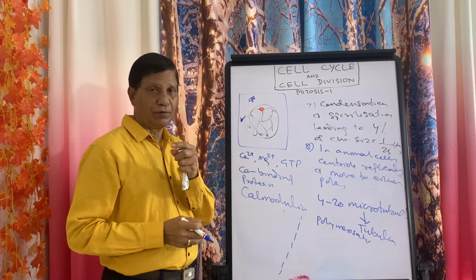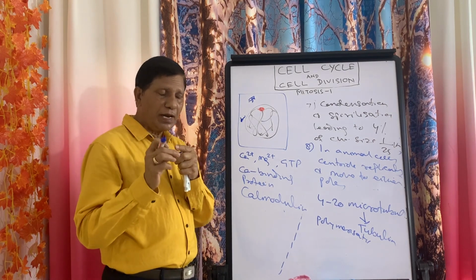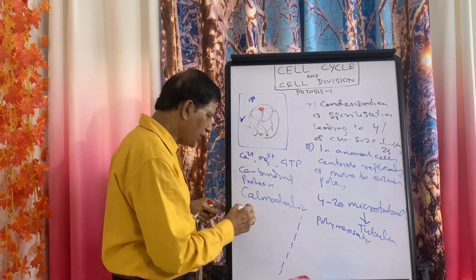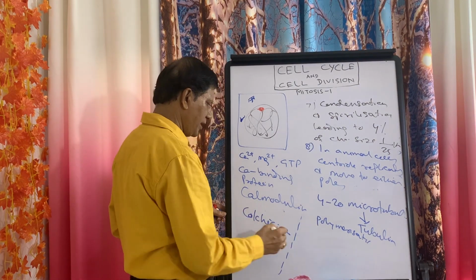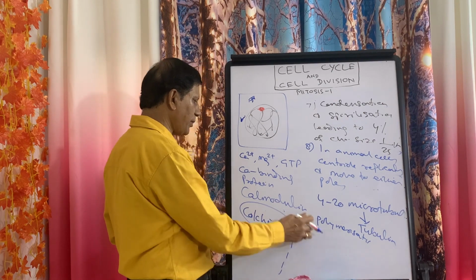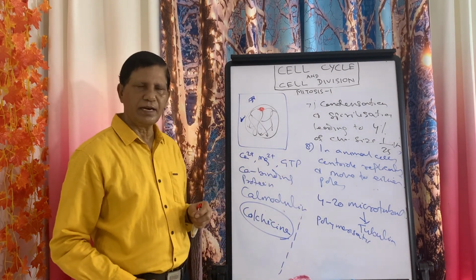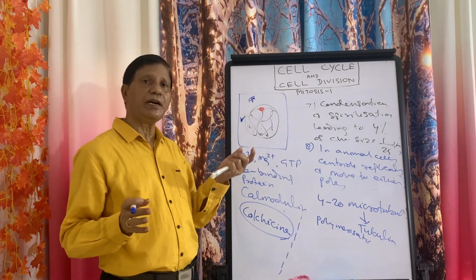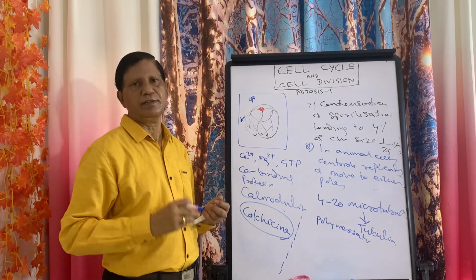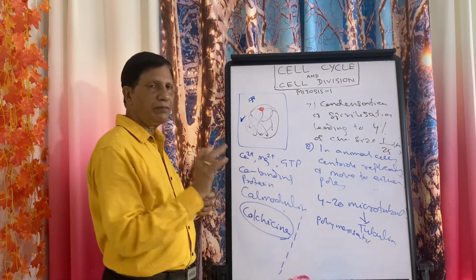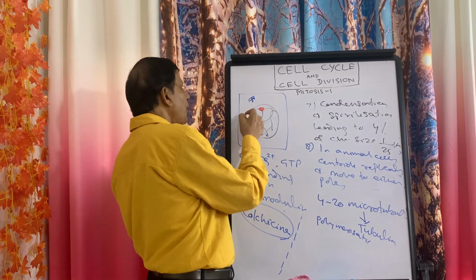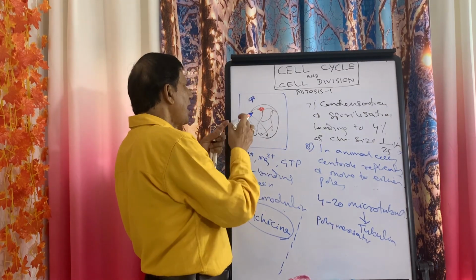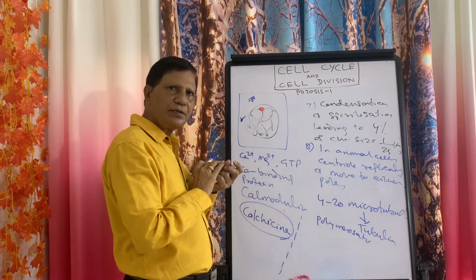But one important thing: if we apply colchicine to the cell, this colchicine will inhibit the polymerization of the spindle fibers. In that case the chromosomes cannot be separated and it will lead to polyploidy and other things. And it is very important from the examination point of view. So now they will move to opposite poles, and they will form spindle fibers.